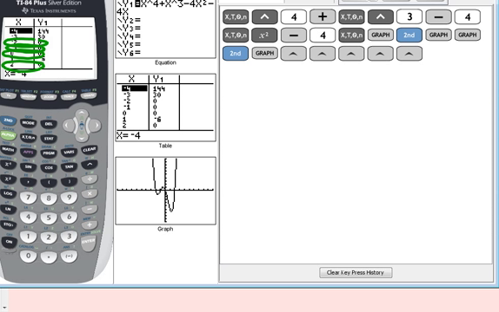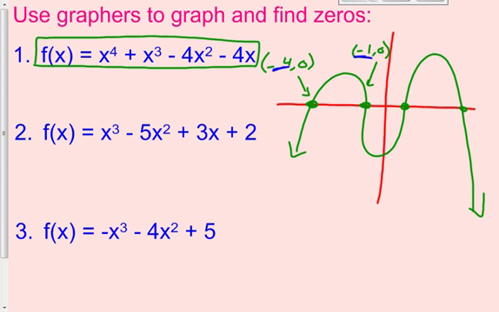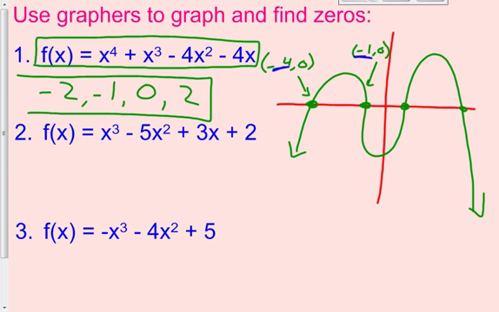So our answers, what are our zeros? Negative 2, negative 1, 0, and positive 2. So that's going to be your answer for the first one. These are your x's. So hopefully that makes sense. This is the most basic type of one where they all fall on nice integer ordered pairs.